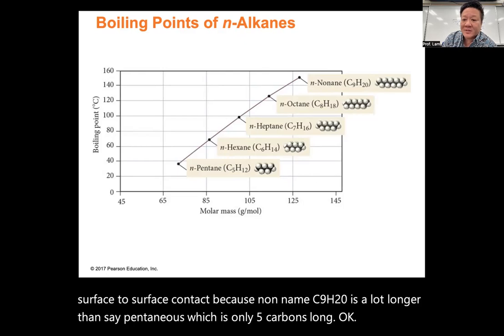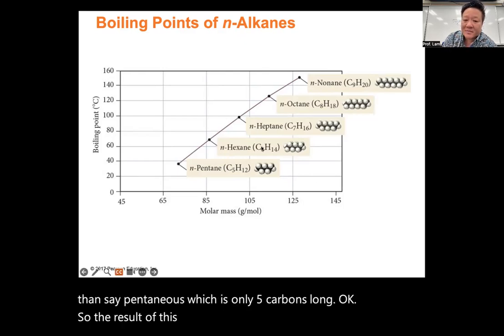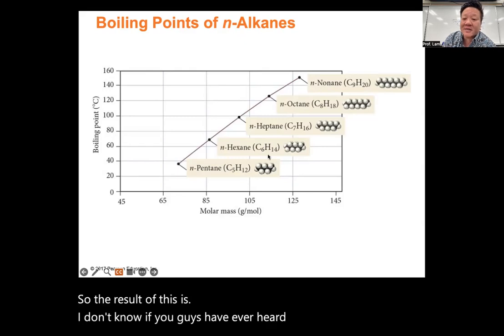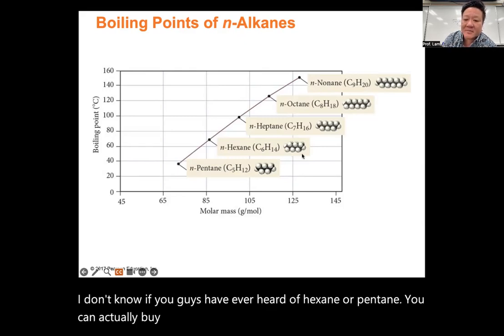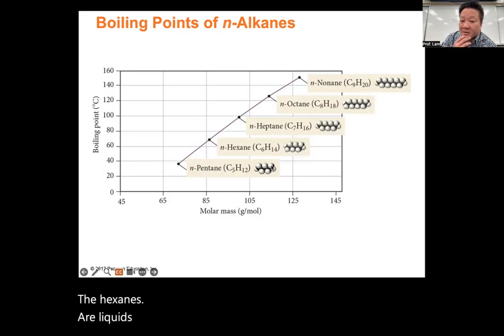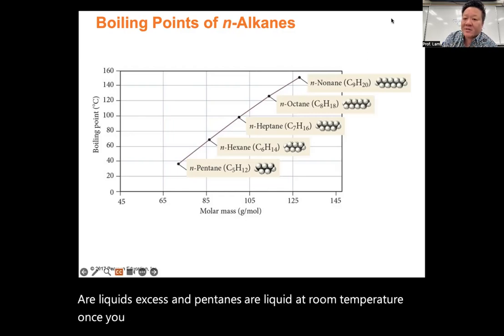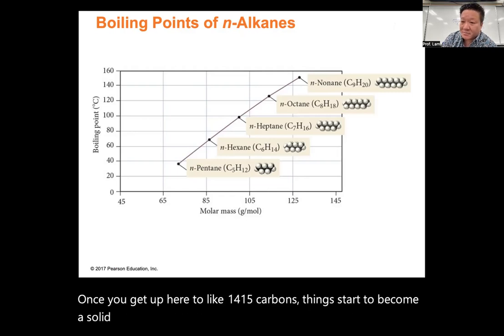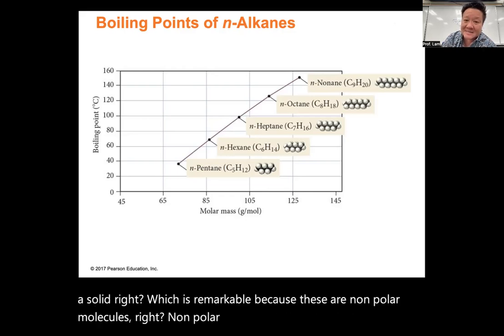So the result of this is, I don't know if you guys have ever heard of hexane or pentane. You can actually buy hexanes at a hardware store, I believe. Hexanes and pentanes are liquid at room temperature. Once you get up to 14, 15 carbons, things start to become a solid, which is remarkable because these are nonpolar molecules. Nonpolar molecules tend to be gases at room temperature, like CO2.